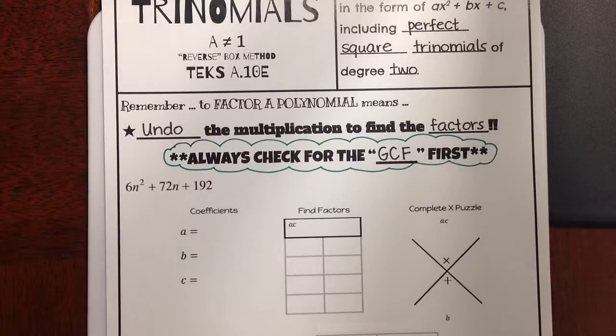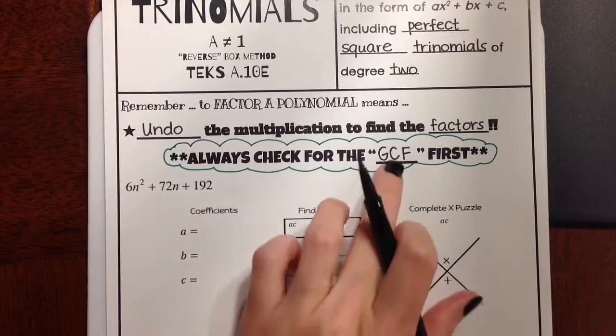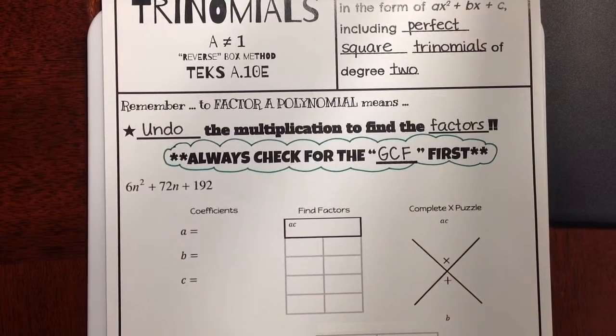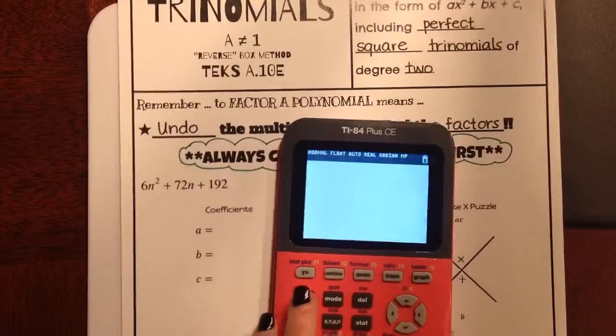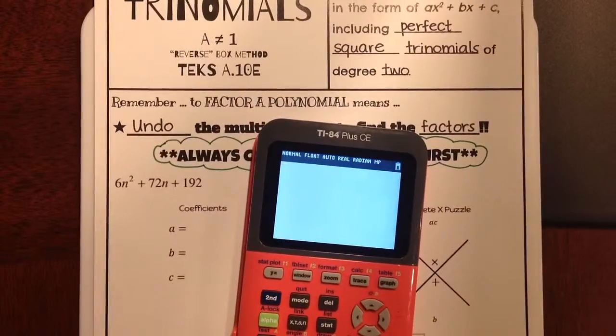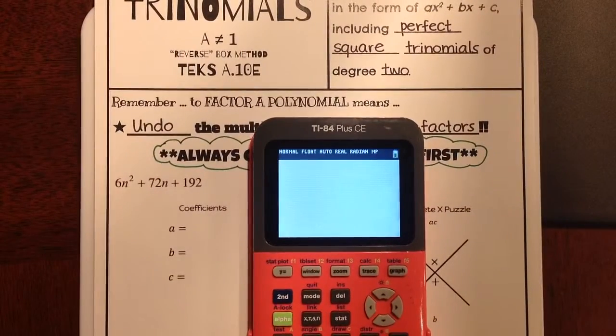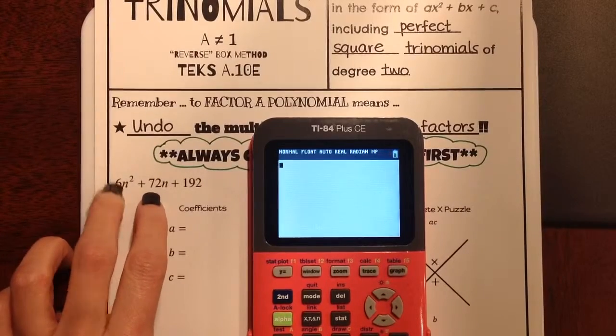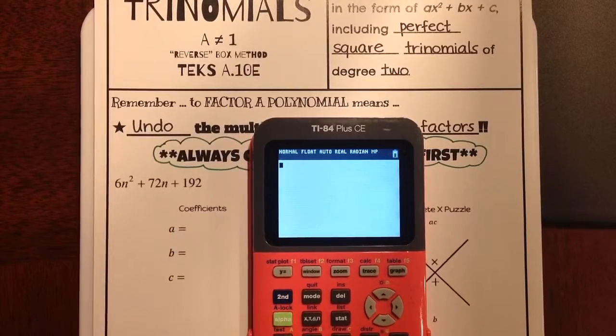So we have the trinomial 6n squared plus 72n plus 192. So the first thing we're going to do is we can't jump into any of this until we check for our GCF first. So I'm going to use my calculator. And remember, to check for your GCF, you can only type in two coefficients at one time. So we're going to work with the first two coefficients, 6 and 72. So I'm going to press math, right arrow, 9, 6, comma 72.